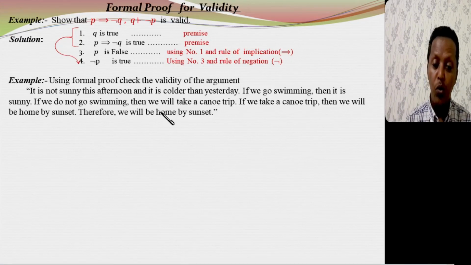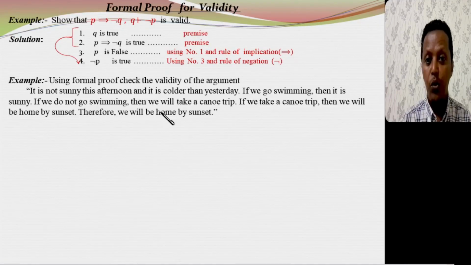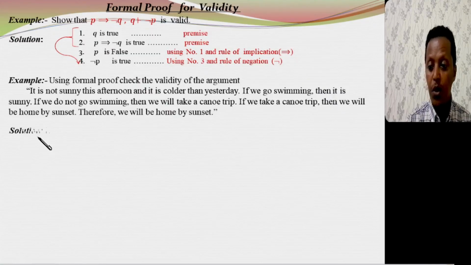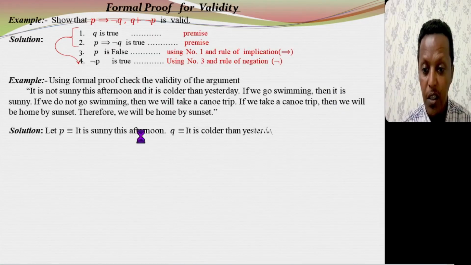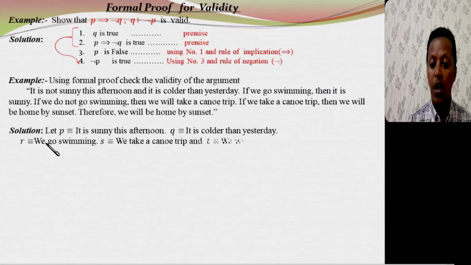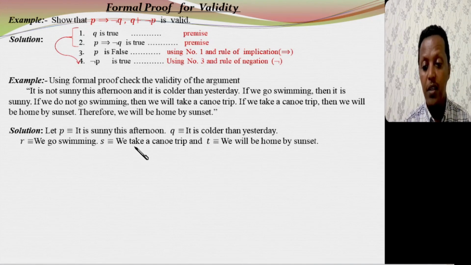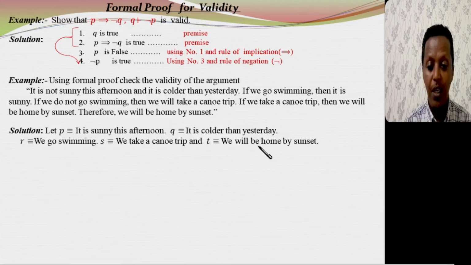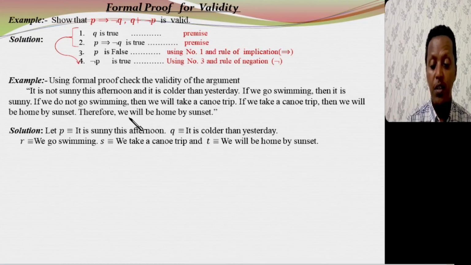So we are going to represent these 5 points based on letters, the usual letters P, Q, R, S. These are the usual letters to represent a proposition. So let P stand for it is sunny this afternoon. Q stands for it is colder than yesterday. R, we go swimming. S, we take a canoe trip. And T, will be home by sunset. The 5 points are represented by 5 letters.